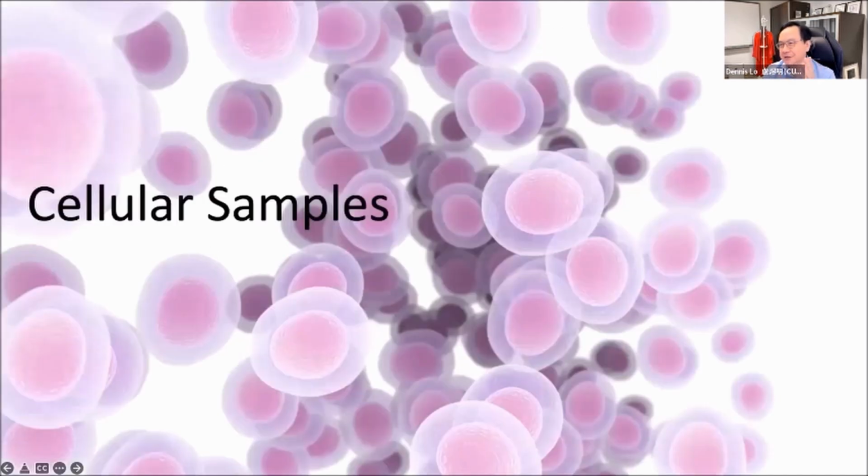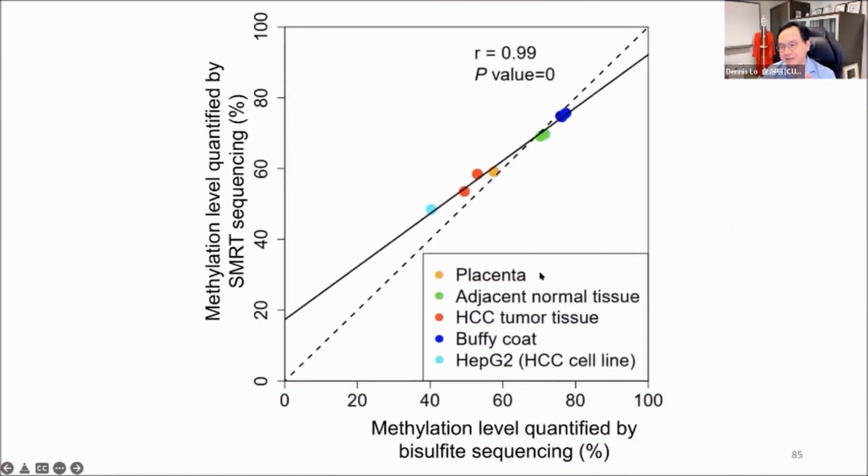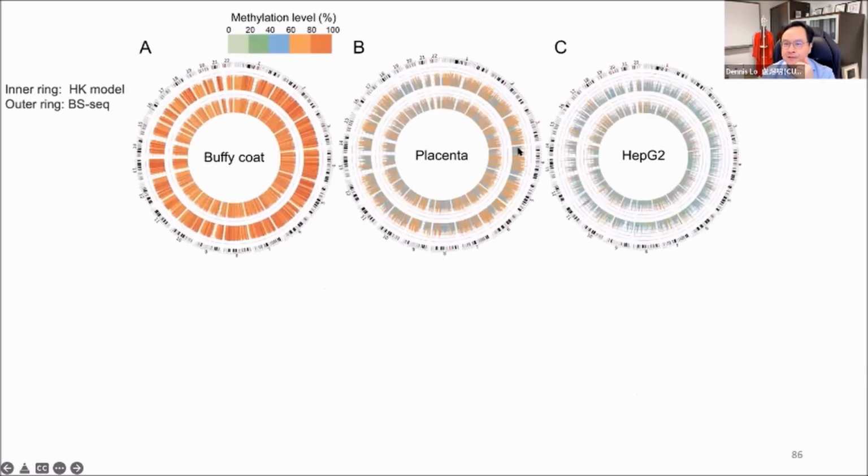And then after that, we decided to test on some complex DNA samples. For example, we test on placenta. We test on some liver cancer tissues, some normal liver tissues, non-cancer. We test on blood cells and some cell line. And then we use bisulfite sequencing on the x-axis as a gold standard, and the y-axis is our HK model. You can see that they basically correlate extremely well. The correlation is 0.99.